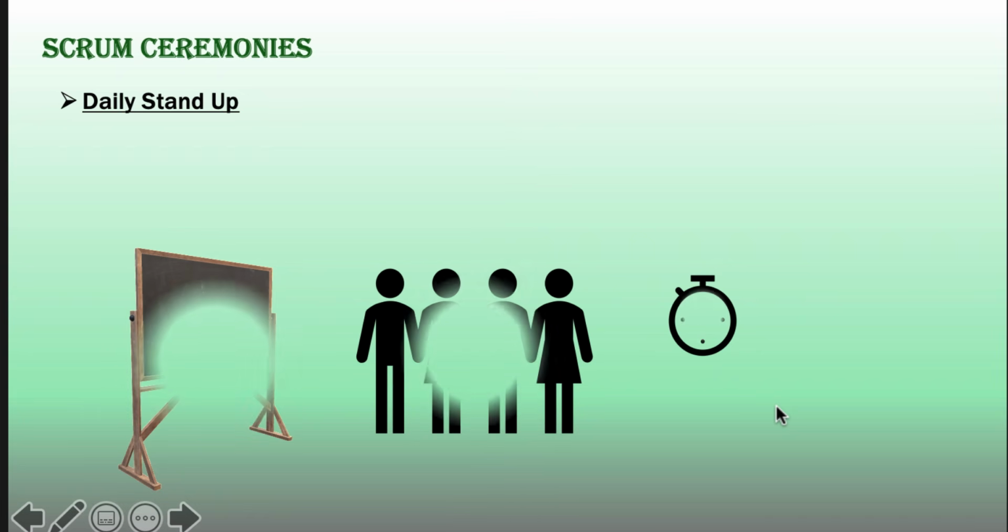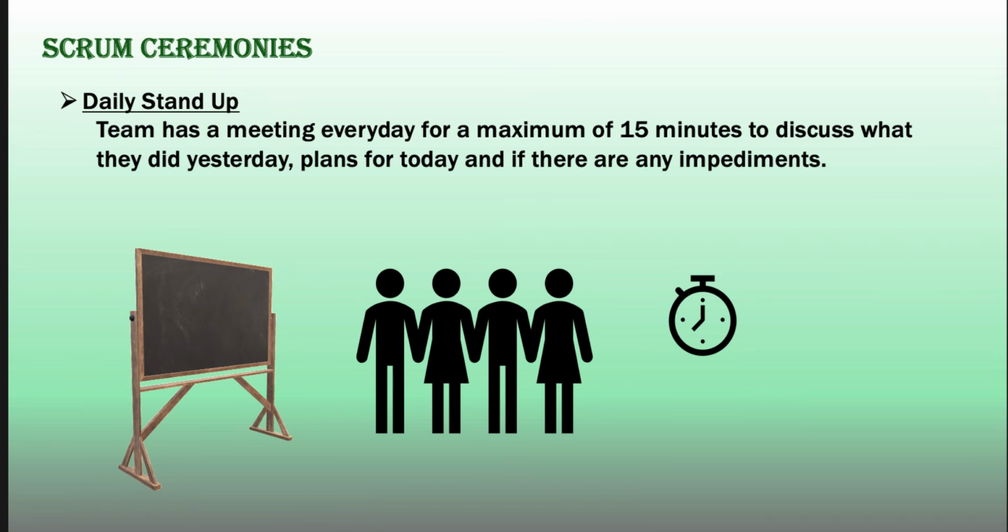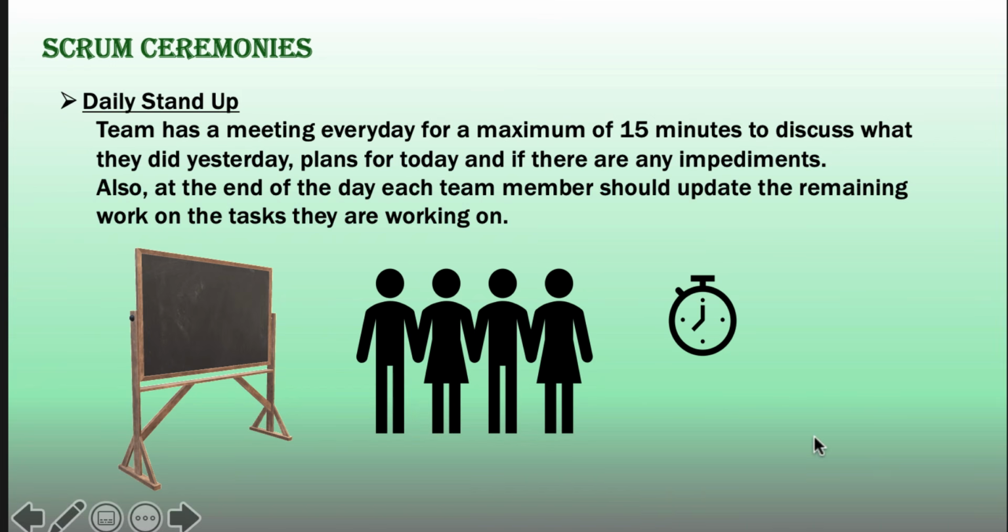Next is Daily Stand-Up. The Scrum team meets every day for a maximum of 15 minutes to discuss what they did yesterday, plans for today, and if there are any impediments impacting their work. Also, at the end of the day, each team member should update the remaining work on the tasks they are working on.